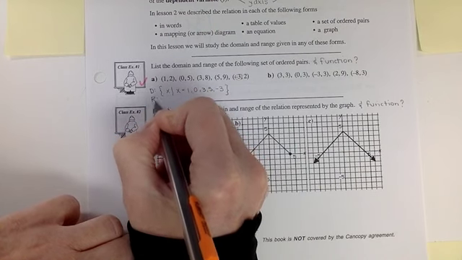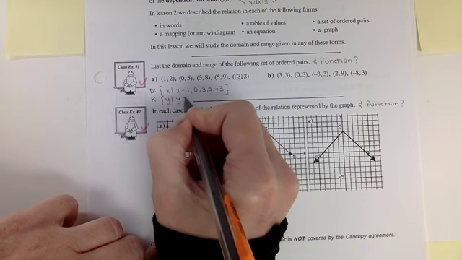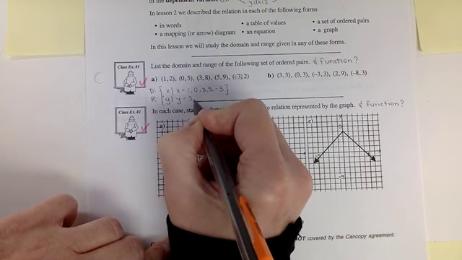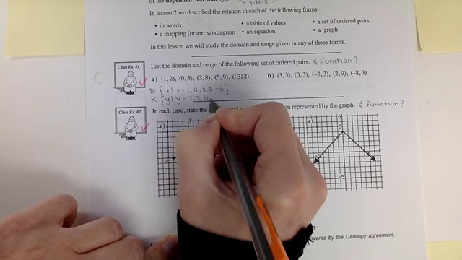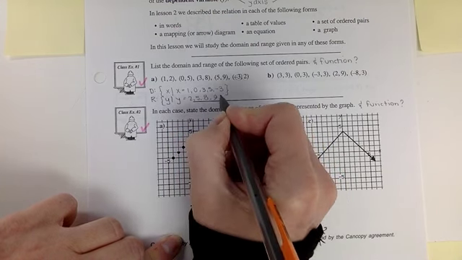And now the range. So the range is the y values, y such that y equals, and I'm just going to write them, 2, 5, 8, 9, and another 2. I don't need to write that.